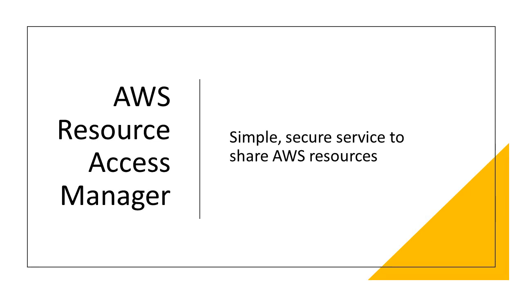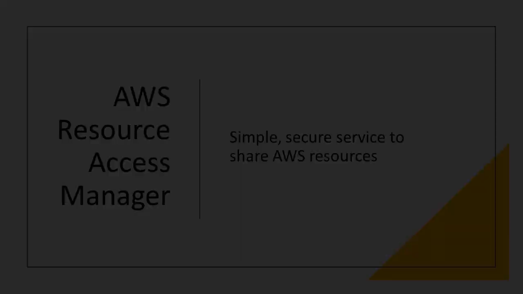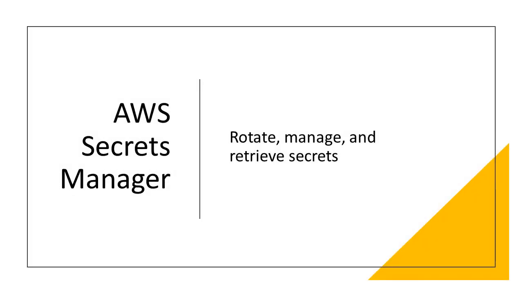AWS RAM Service. AWS Resource Access Manager helps you securely share your resources across AWS accounts, within your organization or organizational units in AWS Organizations, and with IAM roles and IAM users, for supported resource types. You can use AWS RAM to share transit gateways, subnets, AWS License Manager license configurations, Amazon Route 53 resolver rules, and more resource types.